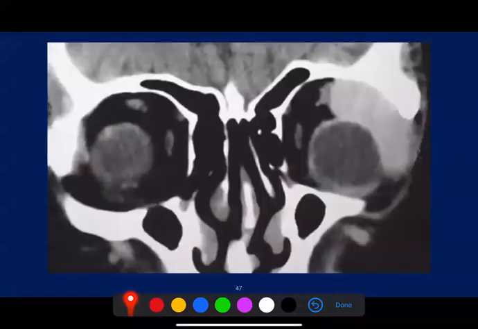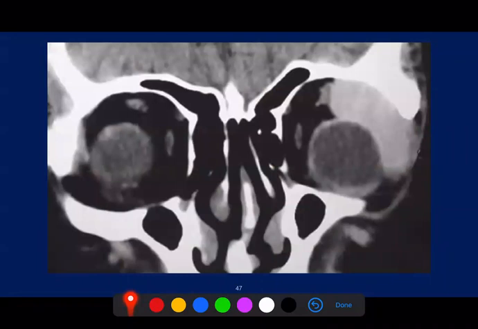So this is the imaging. What do you think? Just describe and the most likely diagnosis. Okay. So this is a coronal CT with the soft tissue window. There is a mass at the superior lateral edge of the left eye. Okay. Hyperdense mass, homogeneous. It's causing molding effect.